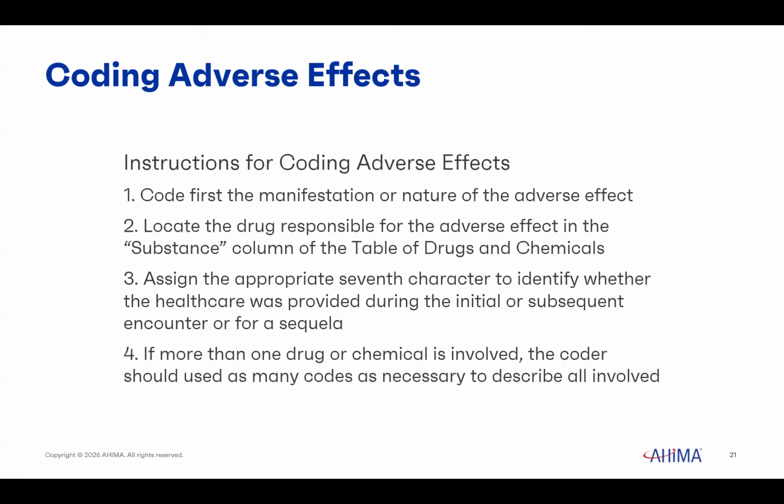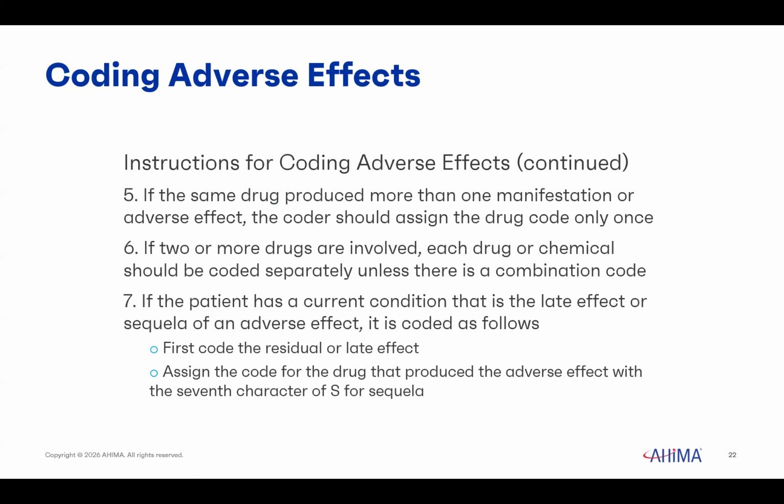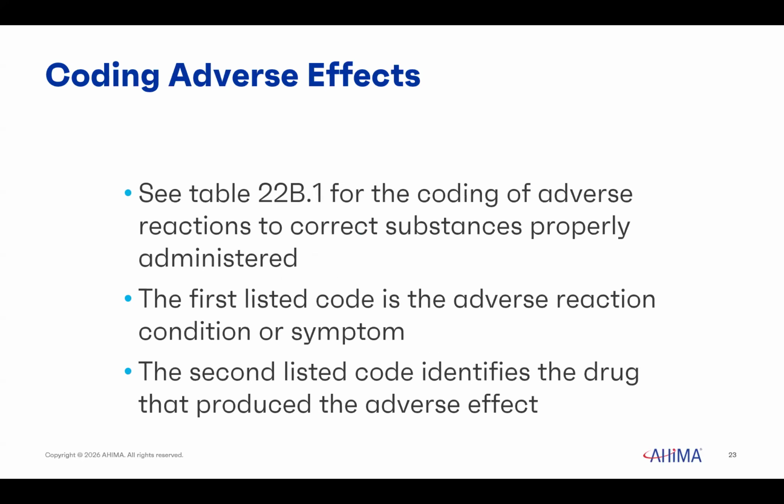So how do we code for these adverse effects? First, we code the reaction, then we identify the drug in the table and apply the correct seventh character and code each involved substance. And there may be more than one, so you have to carefully check the documentation. If a patient has a late effect from an adverse reaction, we would code the residual condition first, then the drug code with the seventh character for S. And again, important to remember, we code each drug that's involved. Table 22B shows examples of adverse reaction coding. Please pay special attention to this table. It will help you understand adverse reaction coding.